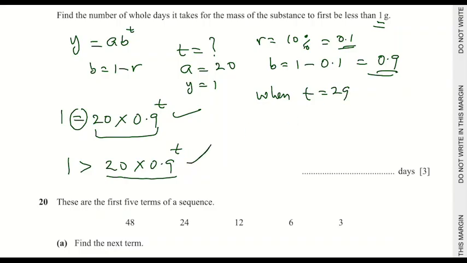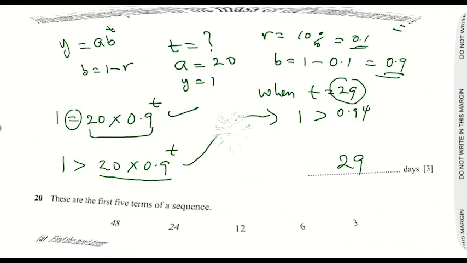So this expression becomes 1 greater than 0.94. That means t equals 29 will be the first day when it will be less than 1 gram. So that is what we need to do here. So I'll just put 29 days. Okay, so let's go to the next question.